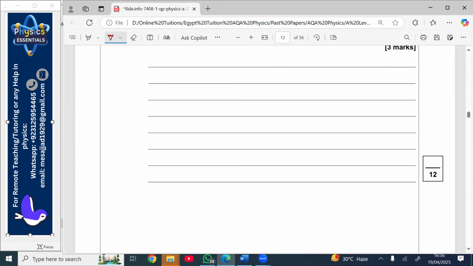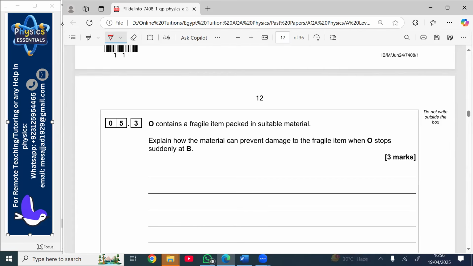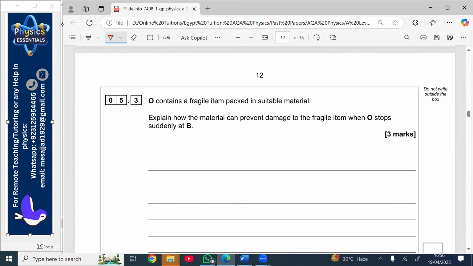5.3. O contains a fragile item packed in suitable material. Explain how the material can prevent damage to the fragile item when O stops suddenly. Okay, this is also a question.